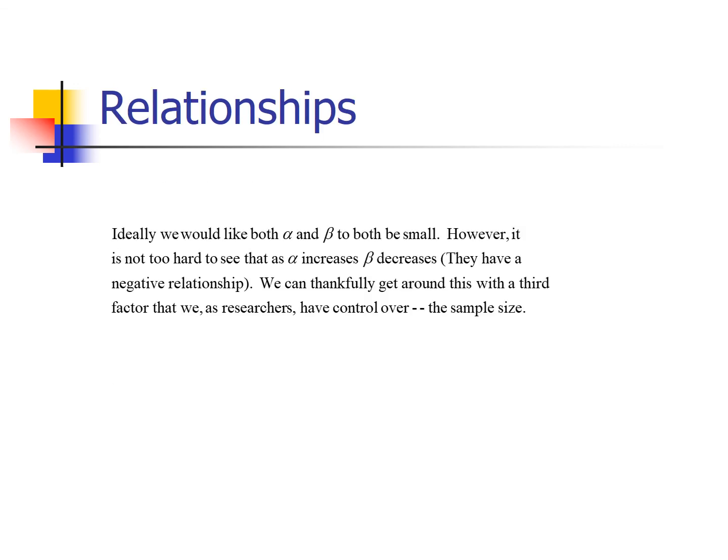Now, for an ideal hypothesis test, we would like both alpha and beta to be small. Agreed? However, it's not too hard to see that as alpha increases, beta decreases. That is, alpha and beta have a negative relationship. Does that make sense?